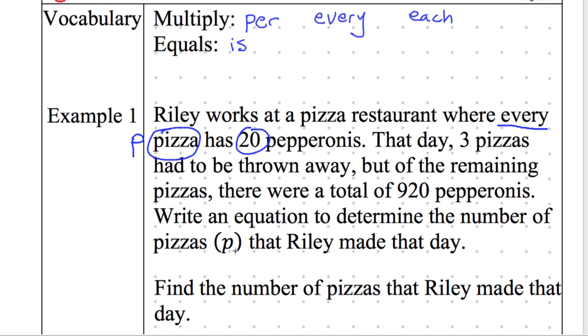We know I'm going to have 20. So somewhere in here, I can just write it right in the center if I want. I'm going to have 20P, and you can write that as well. 20 times P is 20P. We have part of the equation set up.